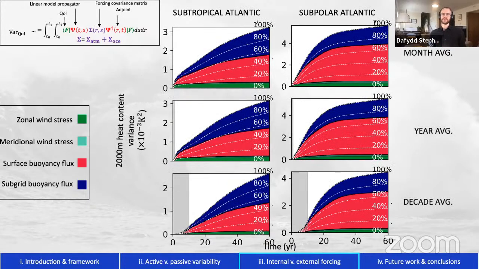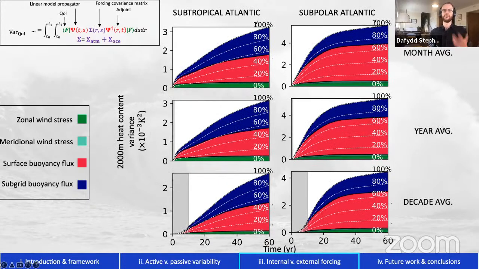And this picture doesn't change much on longer timescales. The second and the third row here show roughly the same behavior for annually averaged and decadally averaged heat content variability, respectively. So at both locations in the subtropics and in the subpolar Atlantic, and for all timescales considered, surface buoyancy fluxes dominate the response. Eddies have a pronounced but smaller effect, and wind contributes very little.